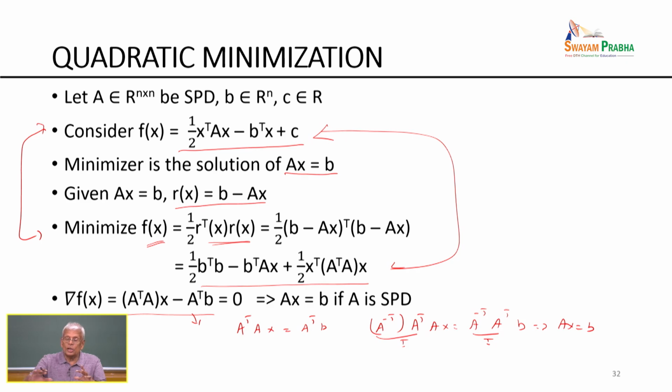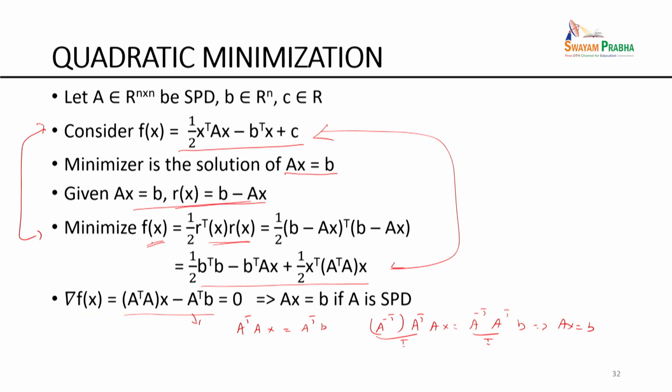So, you can look at this in various ways. I can define a residual and consider a corresponding f of x, or you can start with a general f of x equal to 1/2 x transpose A x minus b transpose x plus c. The A and A are the same, the b's are the same. So, these are two different ways of looking at the same problem. These two problems have solution given by A x equal to b, where A is an SPD matrix.